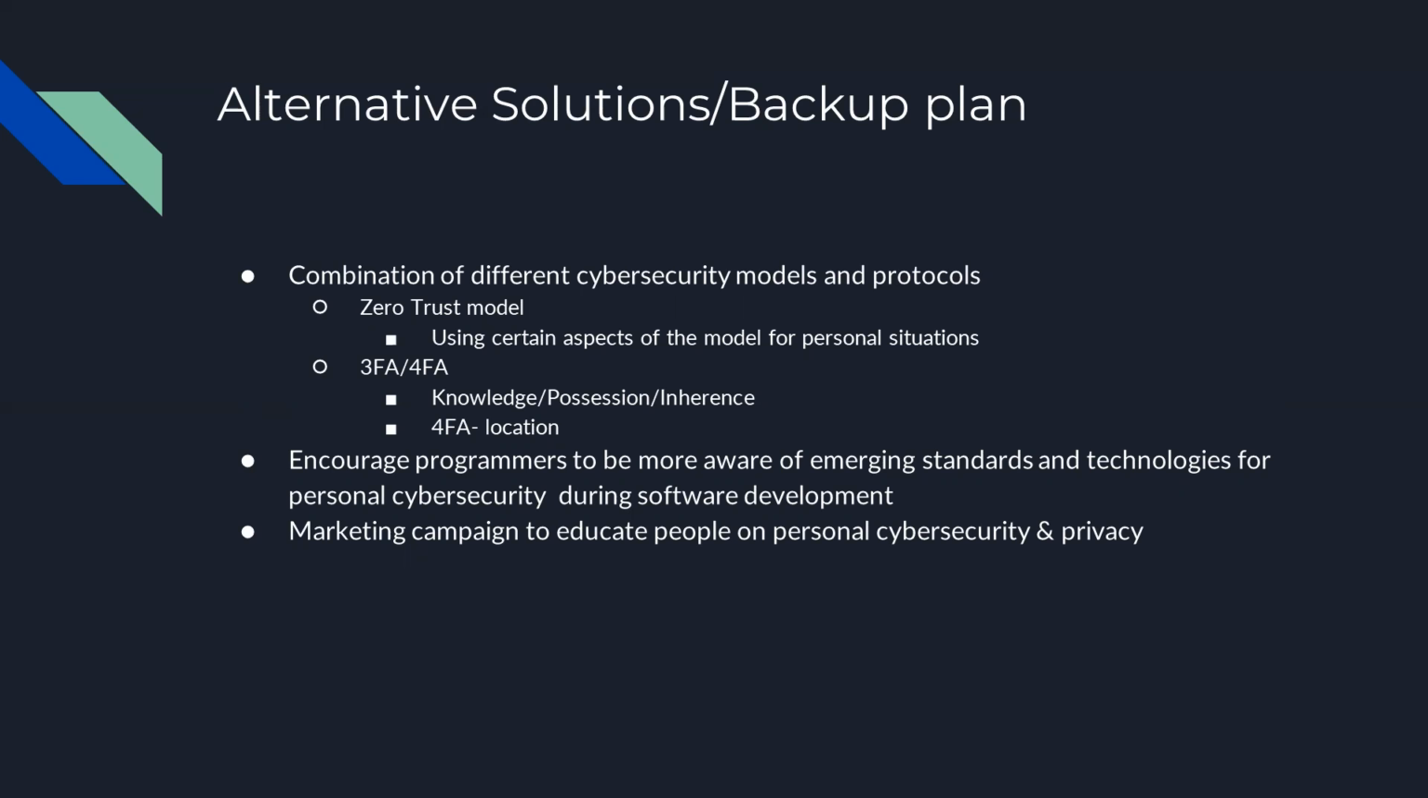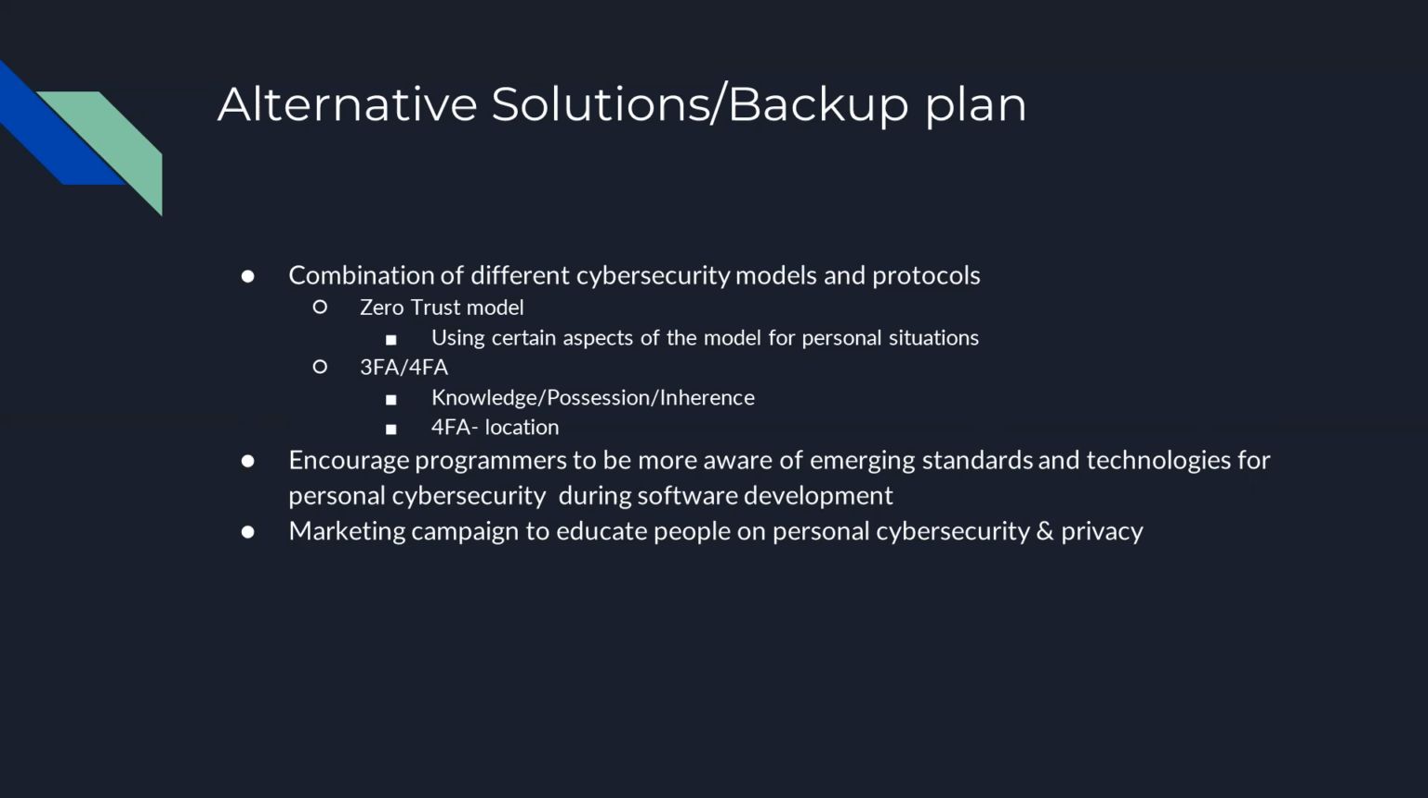Given that private information is explicitly shared between different parties, a diverse set of privacy enhancing technologies, such as the combination of the zero trust model and 3 or 4 factor authentication protocols, is needed. Certain aspects of the zero trust model can be applied to personal situations, such as no implicit trust being given for certain resources, and also using either 3 or 4 factor authentication. Although this can be a solution, it will be more cumbersome than most would want their personal network to be.